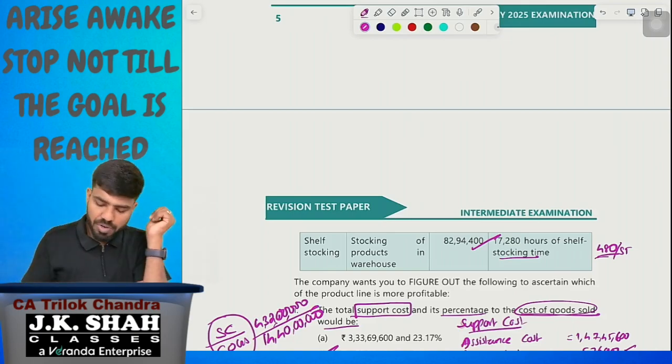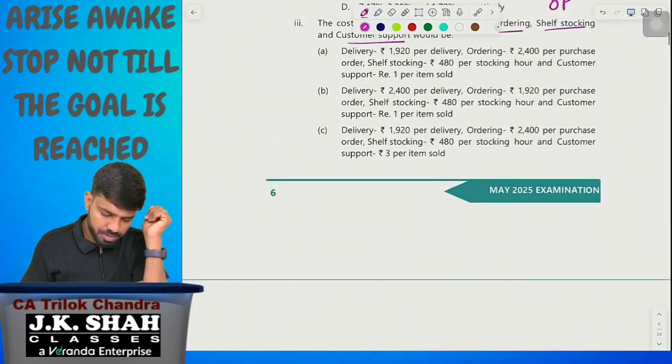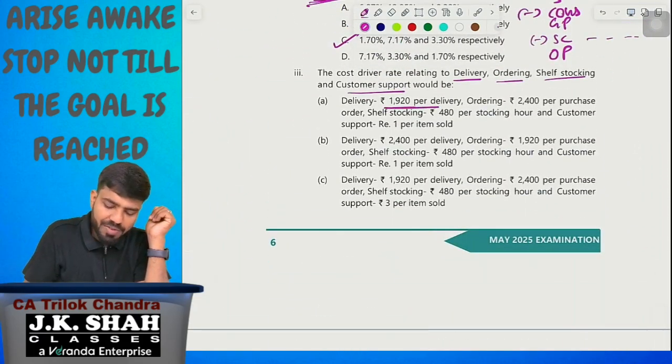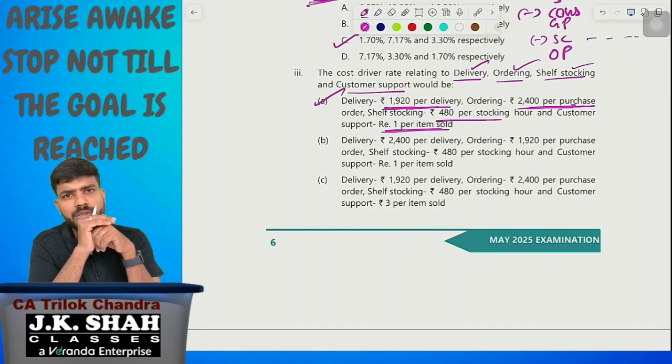Are you understanding? Now look at the answer. Answer is 1920, 2400, 480. They're asking delivery 1920 per delivery, ordering 2400 per purchase order, shelf stocking 480 per stocking hour, and customer support 1 rupee per item sold. So the first one is the right answer. No need to check with the remaining items. Okay, next.